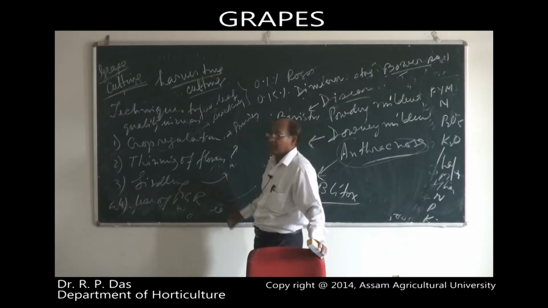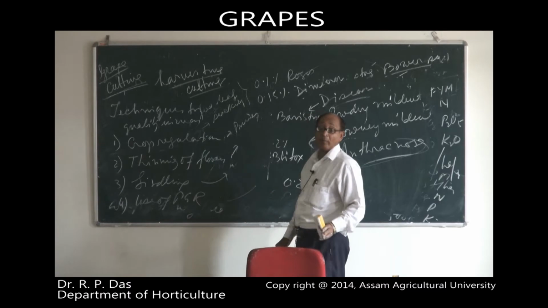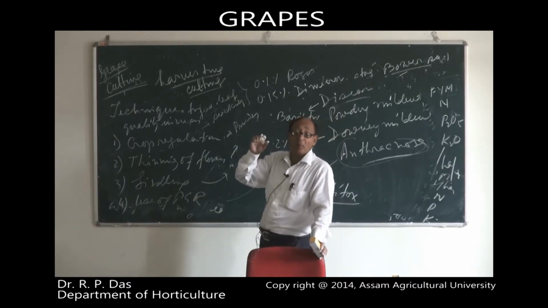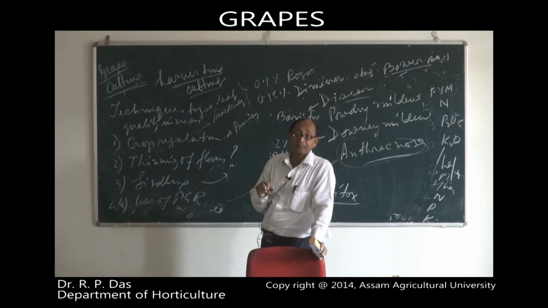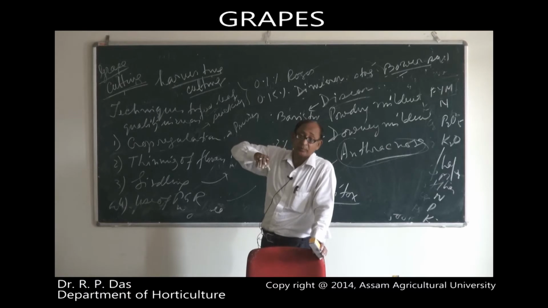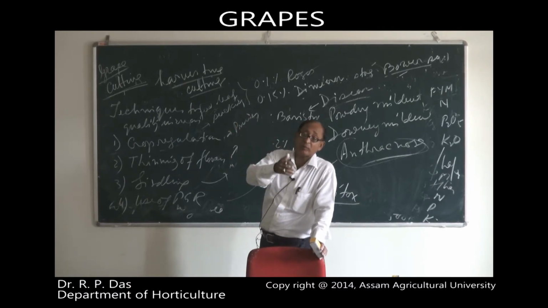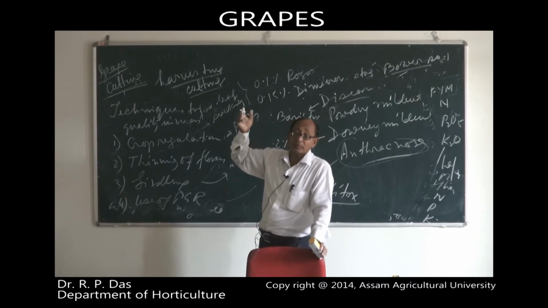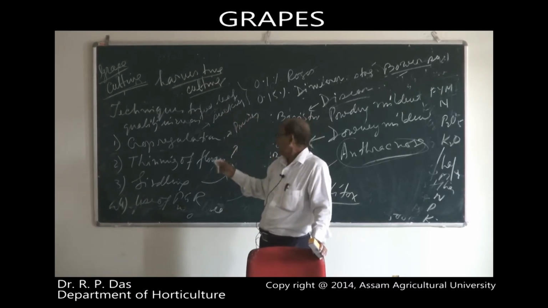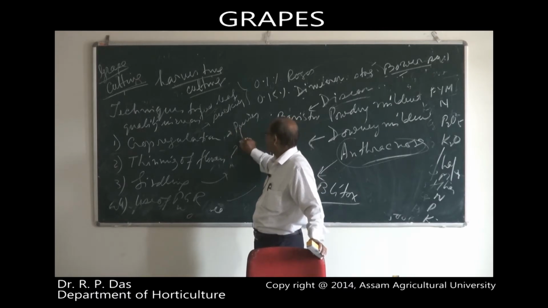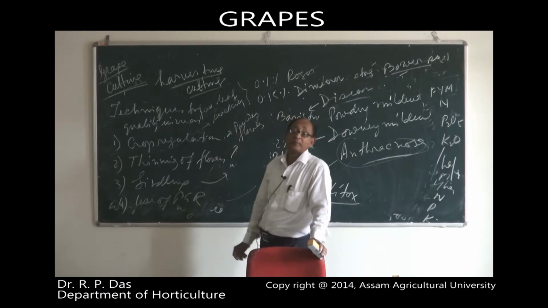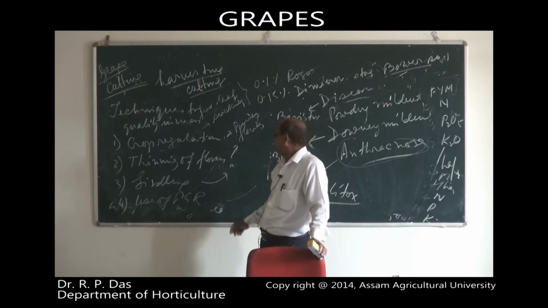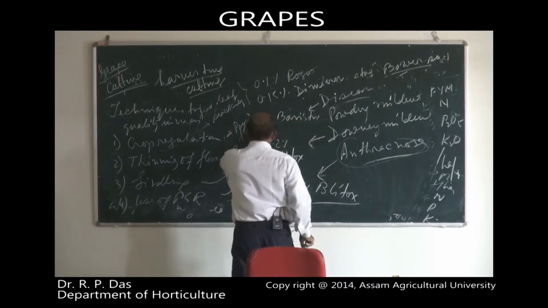And girdling, this is also one practice we have discussed in the mango, no? A ring of bark is removed at selected shoots. The ring of bark means the phloem tissue. Then the carbohydrates transported through the phloem are restricted, and above the girdling portion the carbohydrate concentration is increased. As a result, there is more flowering, and more yield.